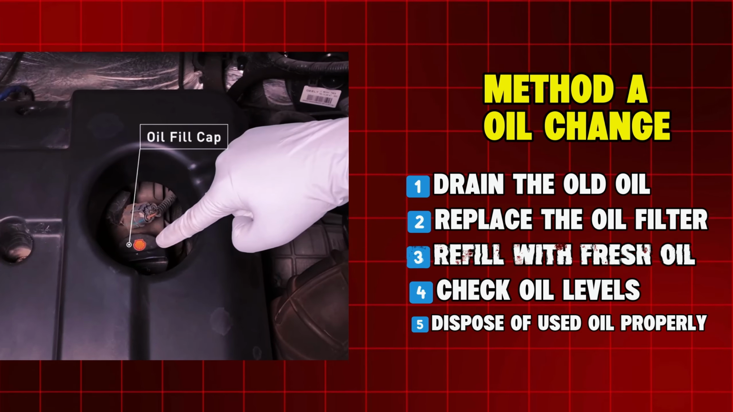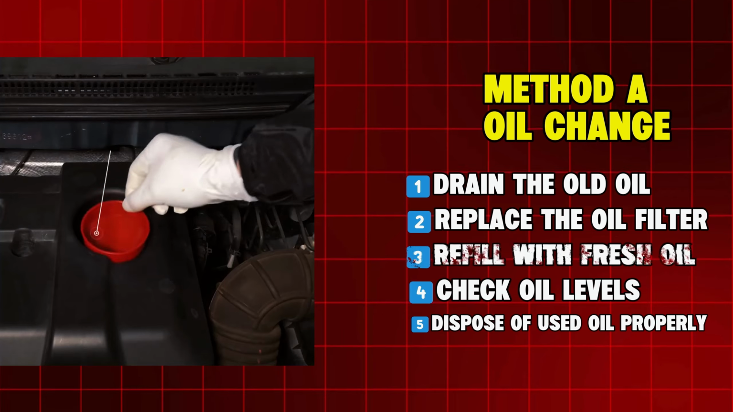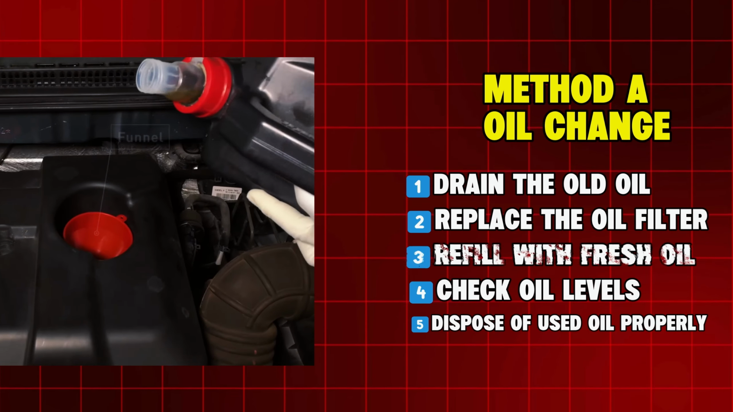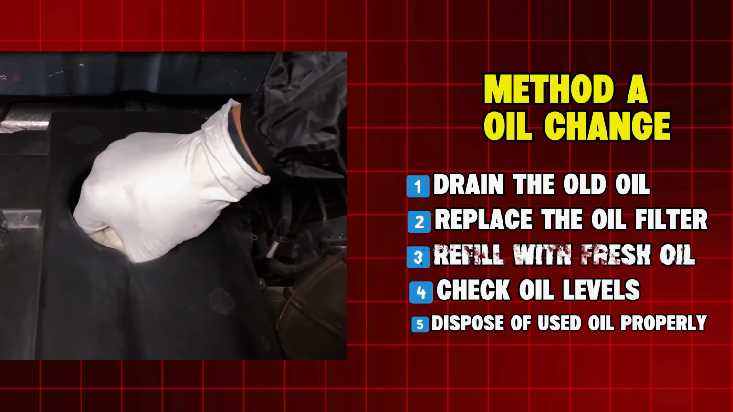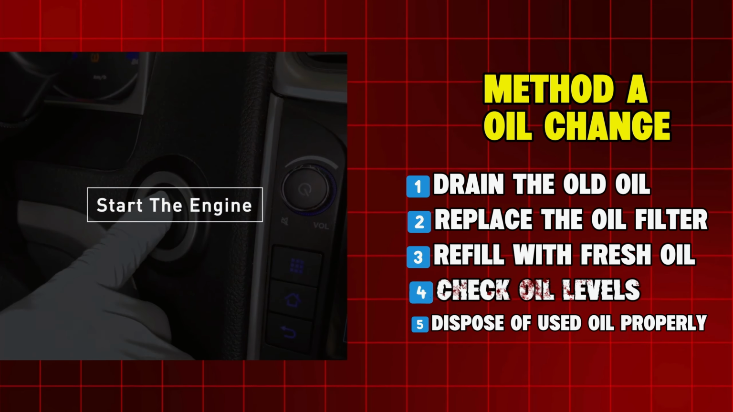Locate the oil fill cap on top of the engine, clean it, and remove it. Insert a funnel and pour the recommended oil amount. Check your owner's manual. Replace the cap securely. Start the engine and let it run for a minute to circulate oil.